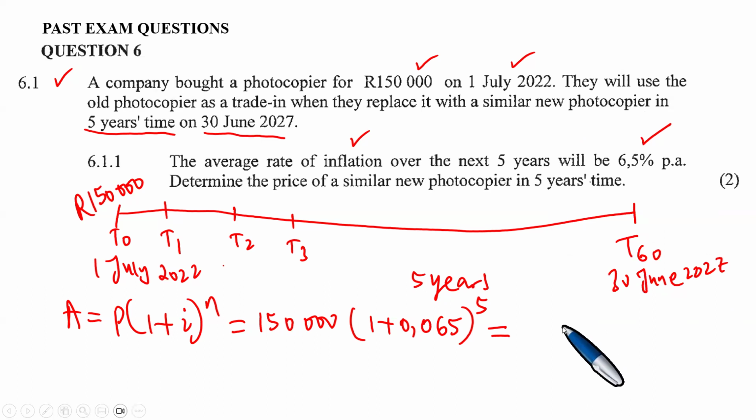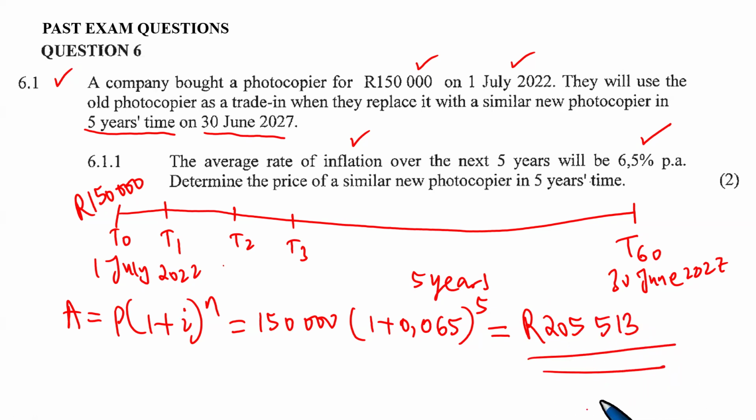Right, let me see if I can get that. It's fine. Anyhow, we are sure, therefore, that if you use a calculator, you'll be able to get the following amount: 205,513. Exactly that. 205,513. Okay, and that is the answer.